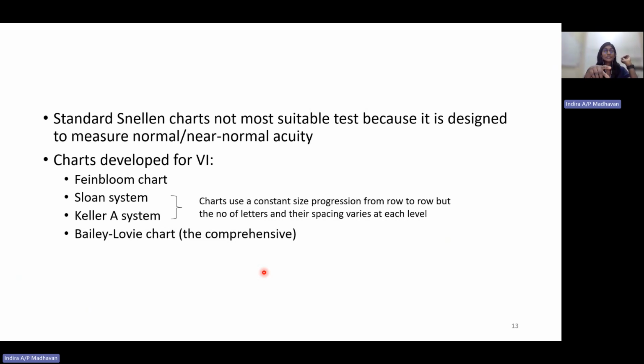But this Bailey-Lovie chart is actually the most standard visual acuity chart, which is already verified to address all the lackings in other charts that were created earlier. Okay, they have the same number of letters in each line. Okay, the progression in terms of the size of the letter is constant for each line, and also the spacing between letters in each line progressively reduces by line. Okay, so that's why this is a standard chart.